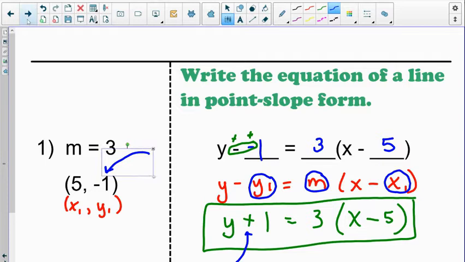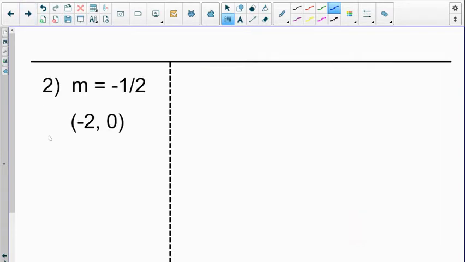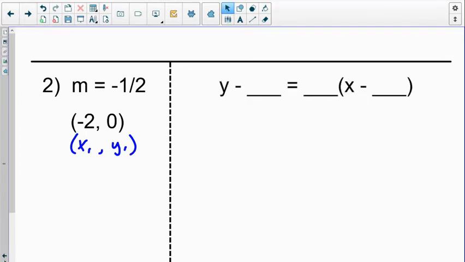All right, let's look at number 2. Okay, very similar. This time in number 2, our slope is -1/2. And we're using the ordered pair -2, 0 on the graph. That's our x and y coordinate of a point on the line. So I'm going to label that x sub 1 and y sub 1. So again, all we're doing is filling in the blanks. Why don't I have you go ahead and pause the video and fill in those blanks on your own. When you're ready, resume and see how you did.